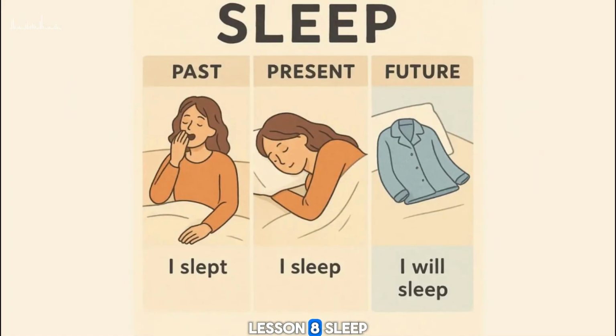Lesson 8. Sleep. Picture number 8. The verb is sleep. Past, waking up in the morning. We say, I slept. S-L-E-P-T. Slept is past tense. Present, sleeping in bed now. We say, I sleep. Future, pajamas and bed are ready. We say, I will sleep. Another special verb. Slept, sleep, will sleep.